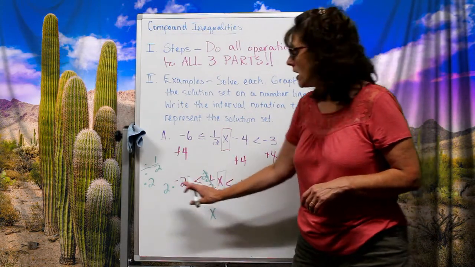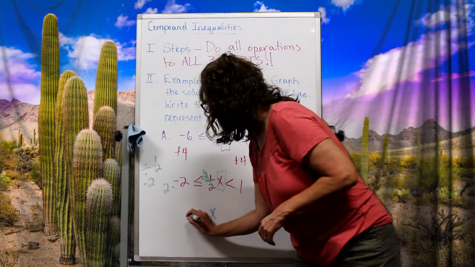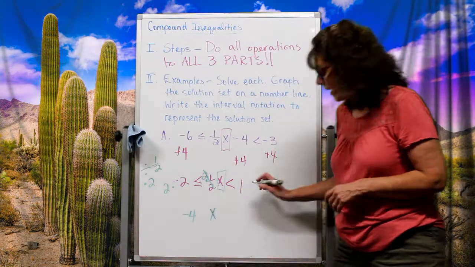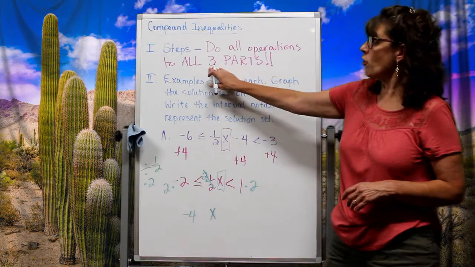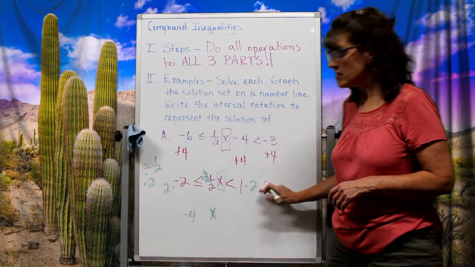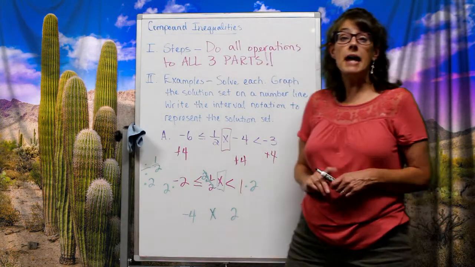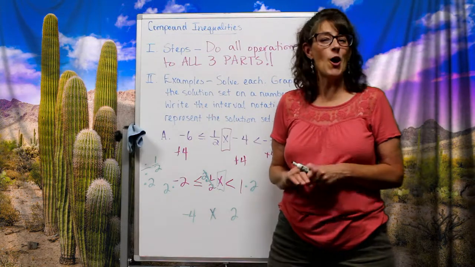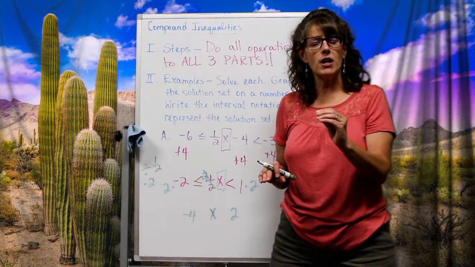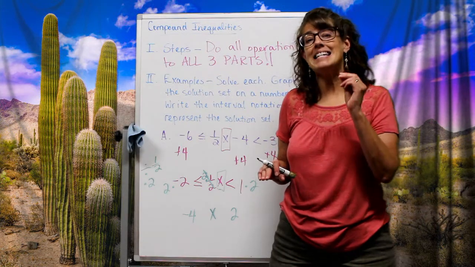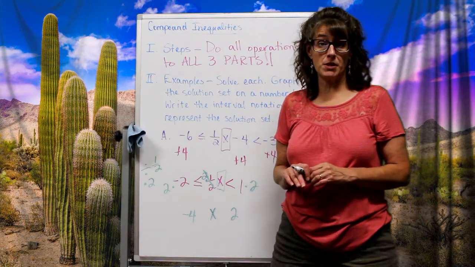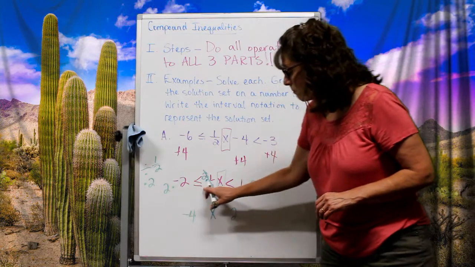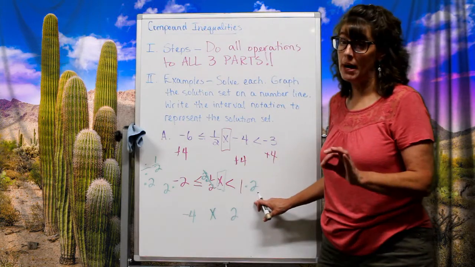Multiply by 2 here, and when I multiply by 2 here, I get a negative 4. Well, I'm going to do that over here as well. Remember, do it to all 3 parts. When I multiply this side by 2, I get a 2. Now, do I flip the symbol because, hey, I multiplied? No. Very, very specific. When you multiply or divide by a negative, that's what flips the symbol. So yes, I did multiply to all 3 parts, but not by a negative.